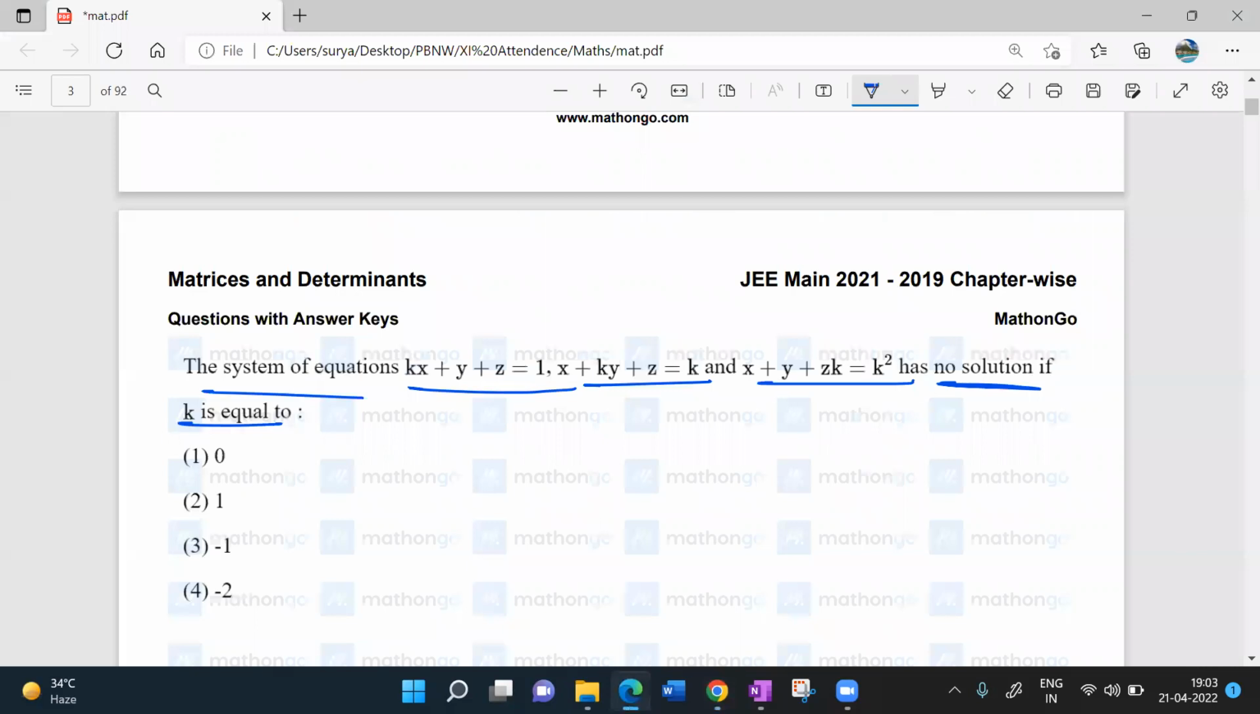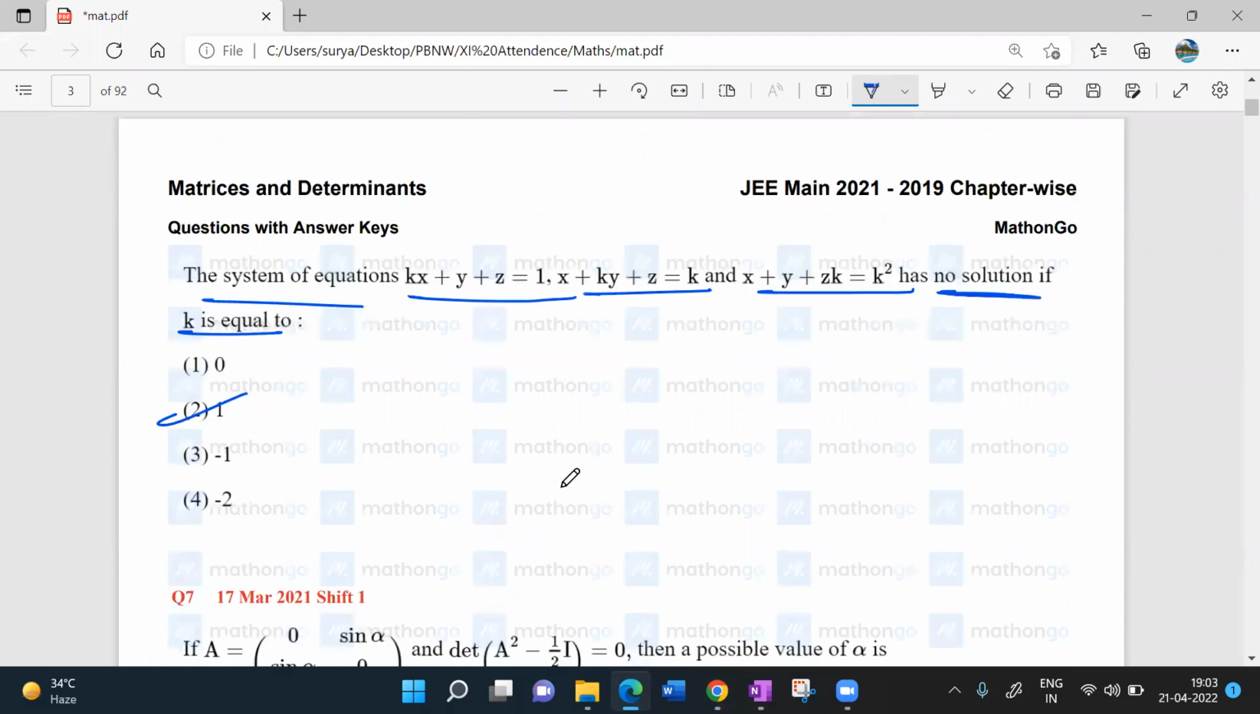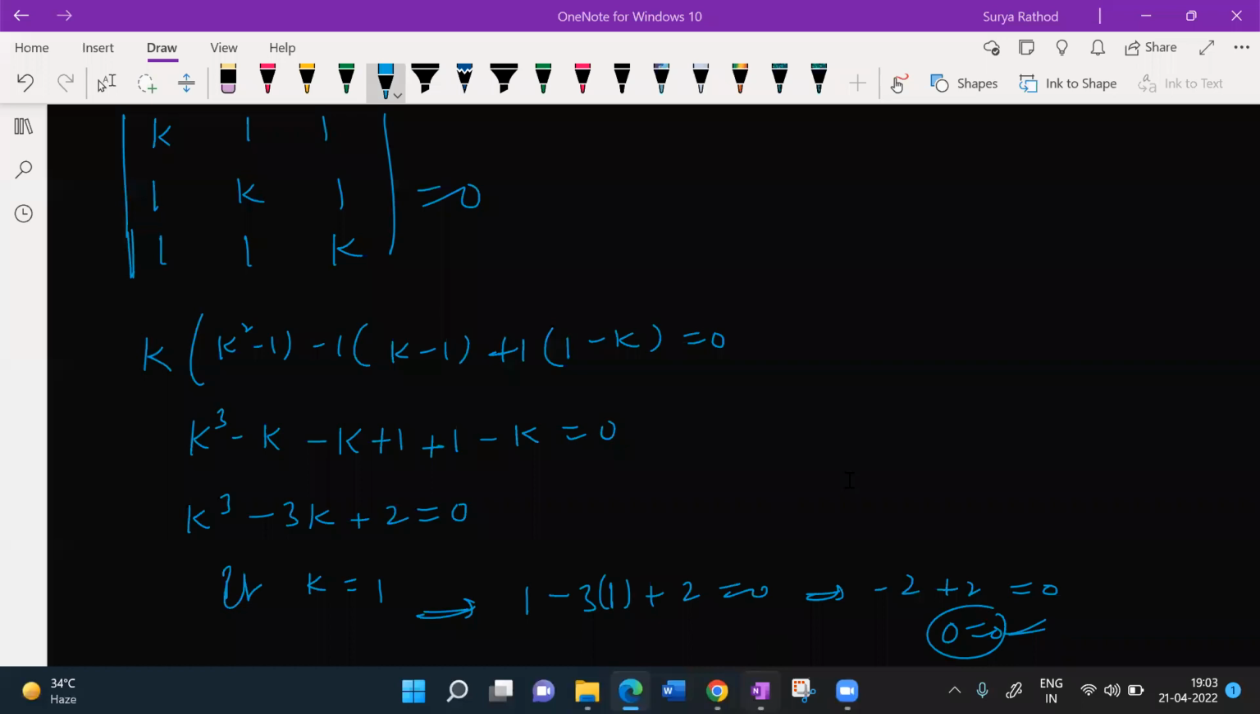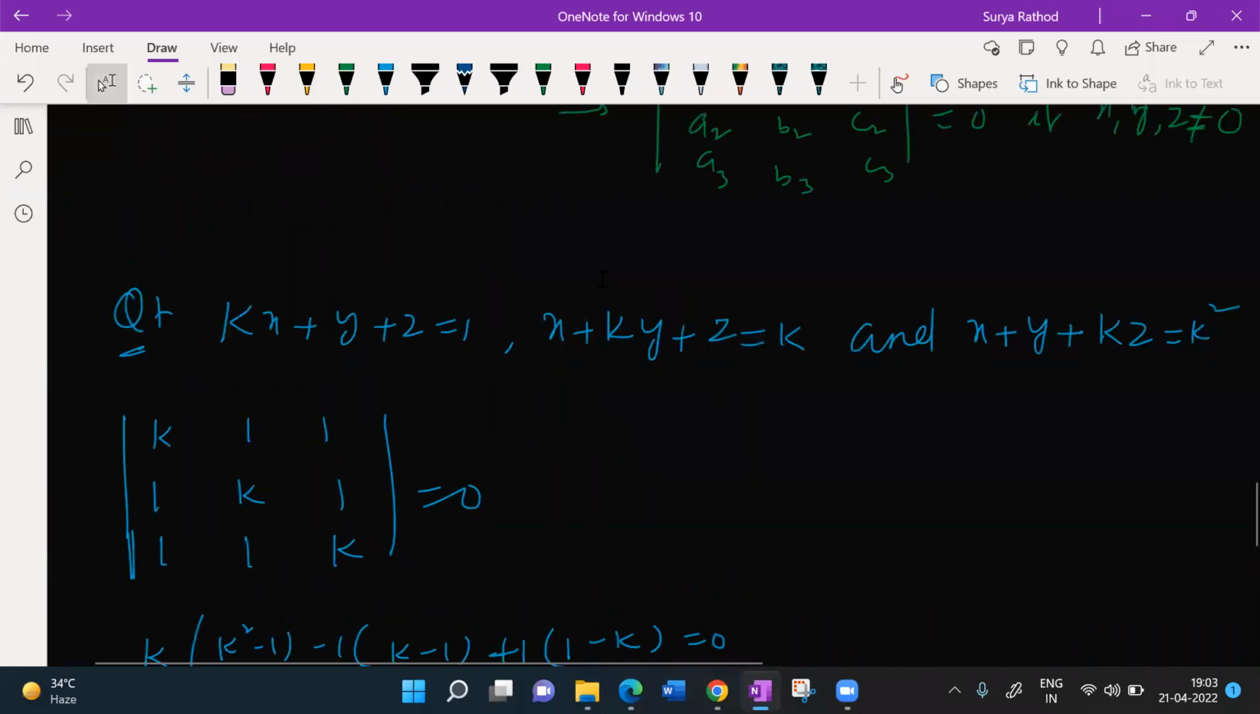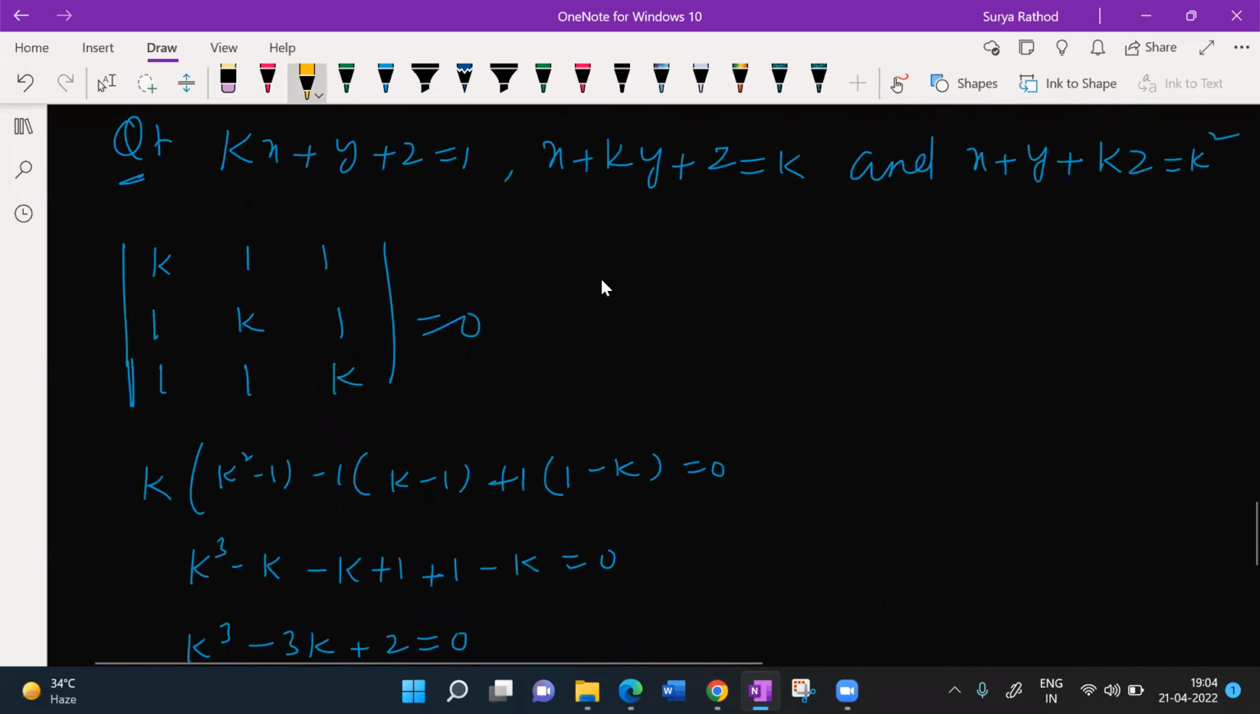Any doubts? Whenever you get no solution, simply take the determinant equal to 0. Very simple. Correct? Is it clear, children? So the answer is what? If k is equal to 1, it will have no solution. Any doubts? Children, any doubts?